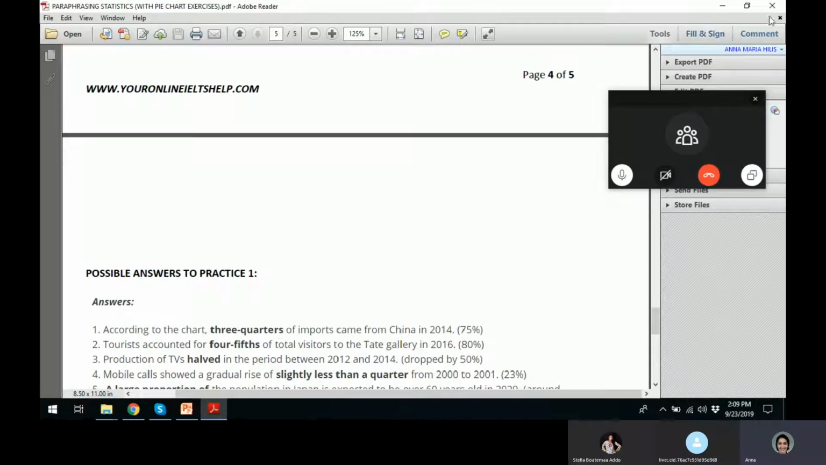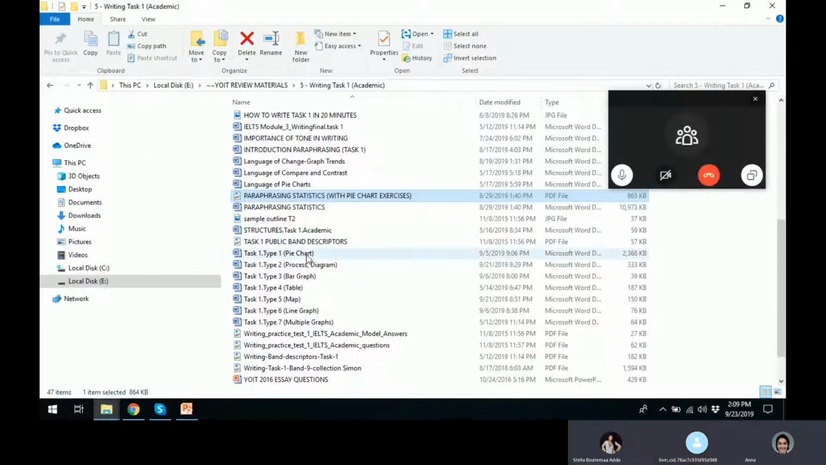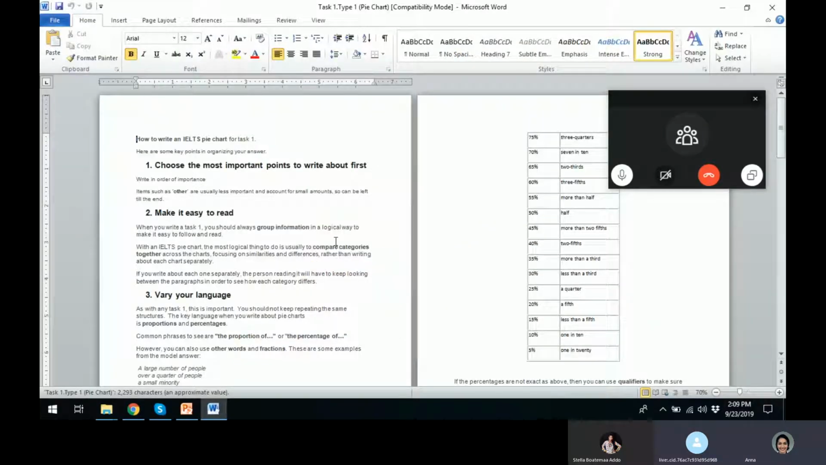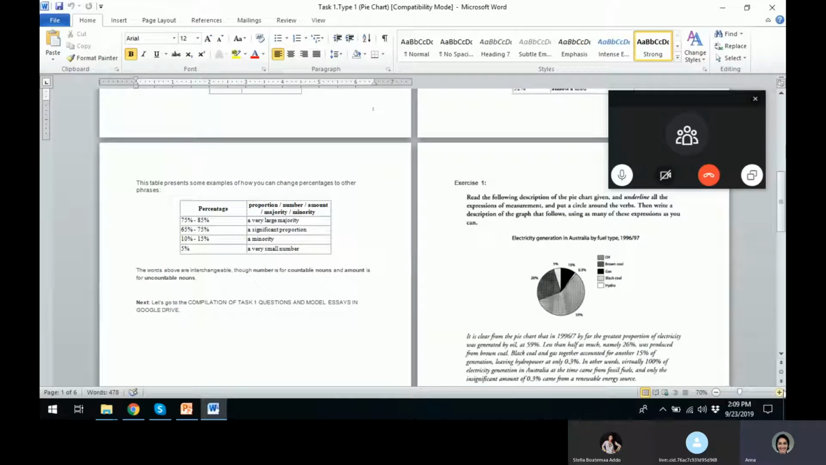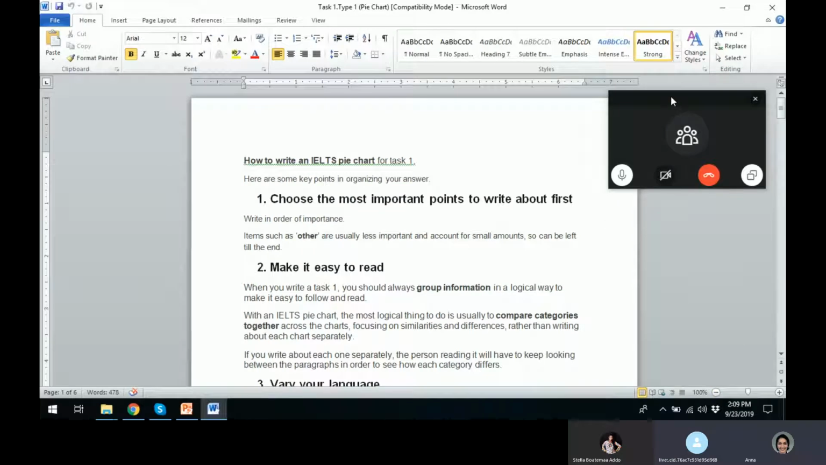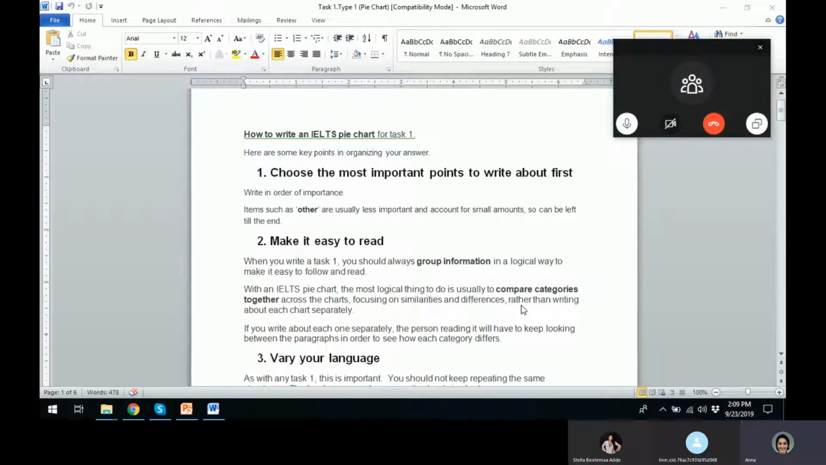So is paraphrasing statistics clear to you? Yes, it is. Okay. Let's go to the next part. So now you have a stronger knowledge on paraphrasing. We can now go to interpreting pie chart, because you can't interpret a pie chart if you don't know how to paraphrase the numbers that you see. Okay. So I've actually compiled different lessons from different resources. So some of the lessons here are coming from websites.